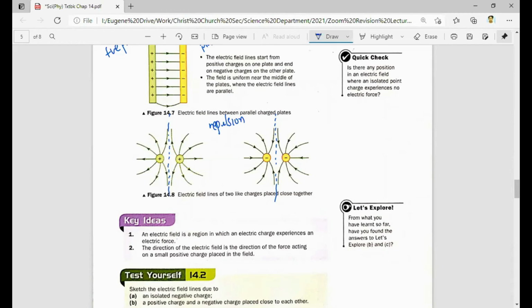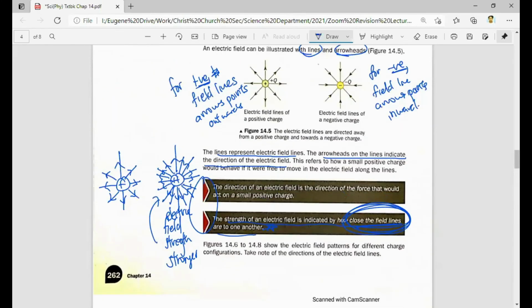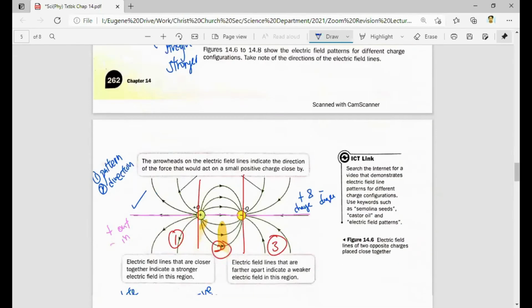The key point here still stays the same in terms of the direction. Positive is outwards, negative is inwards. So you realize the key idea that we picked up on the previous page about the direction of the field lines doesn't change.